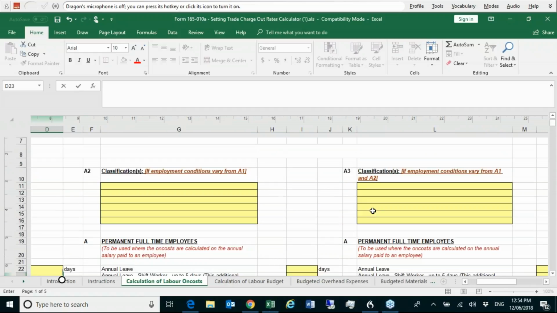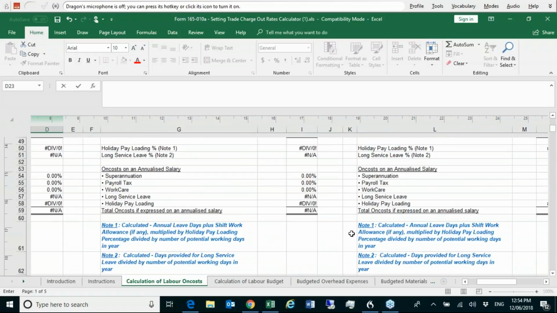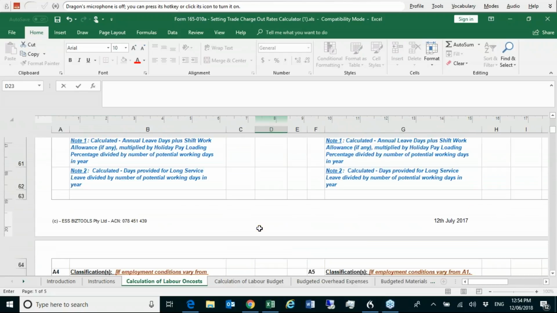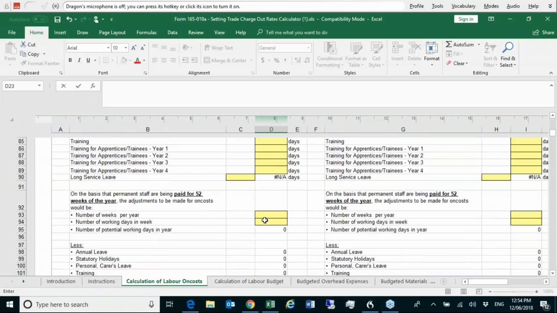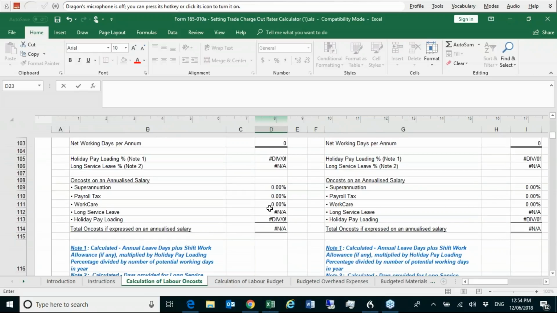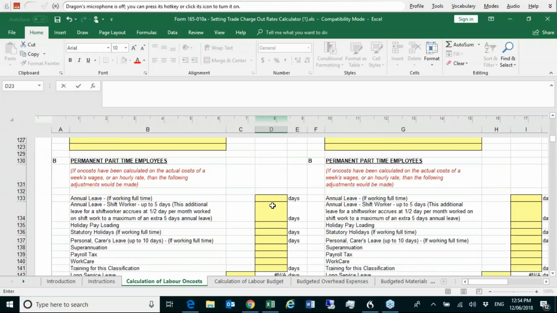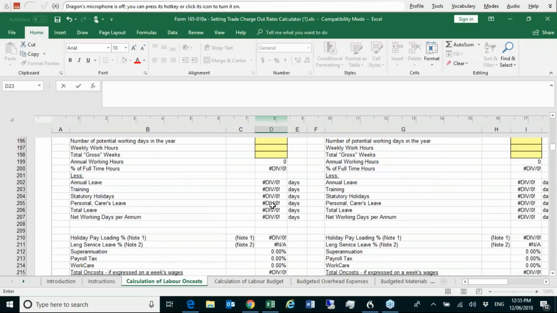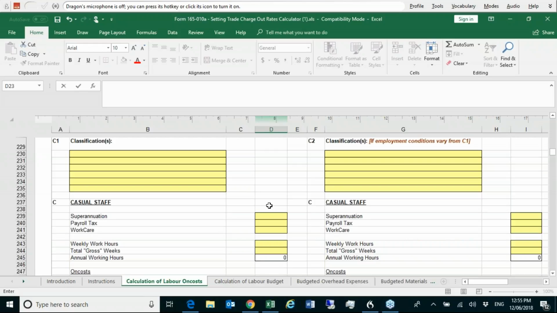So there's A2, which is a different type of employee than A3. And then we move into A4, which is looking at permanent full-time employees again. And then we go into classification B, which is permanent part-time employees. And then we go into C, which is looking at casual staff.